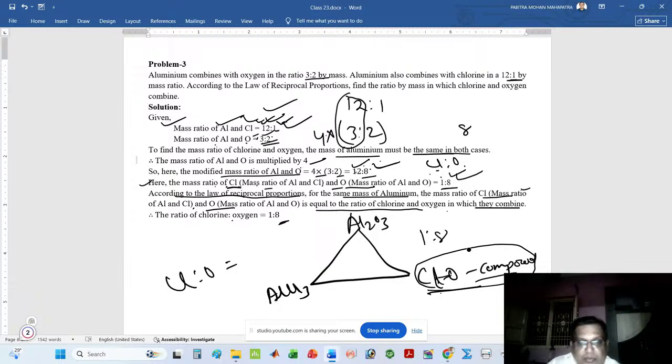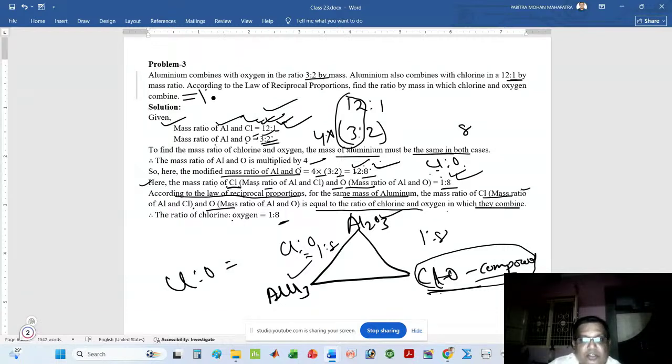Here, if you think about the chlorine and the oxygen, the chlorine to oxygen ratio in these two compounds is 1 is to 8. Clear? So our target is to find the ratio by mass in which chlorine and oxygen combine. So the answer is what? The ratio by mass in which chlorine and oxygen combine will be equal to how much? 1 is to 8. That is 1 is to 8.